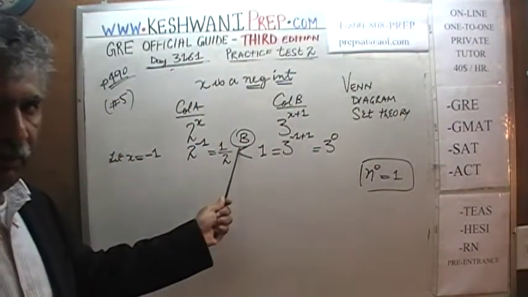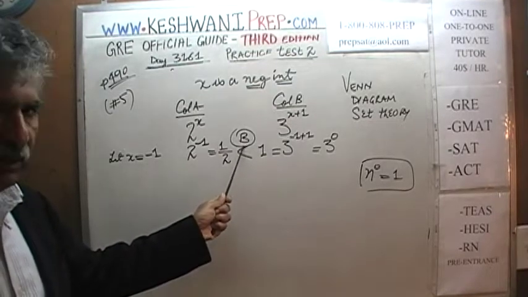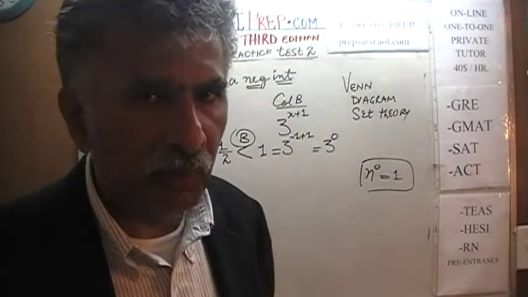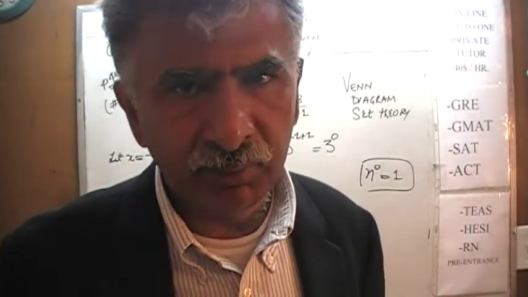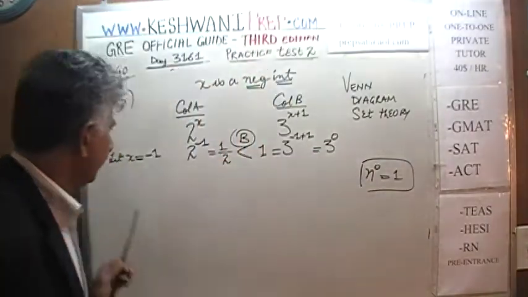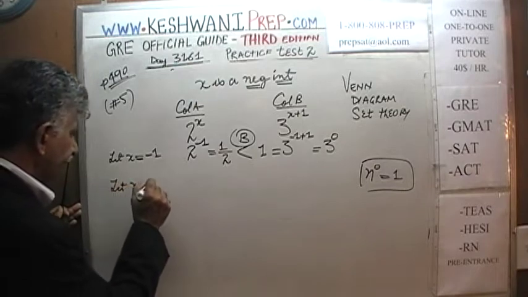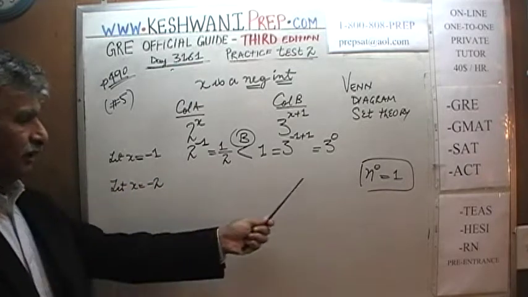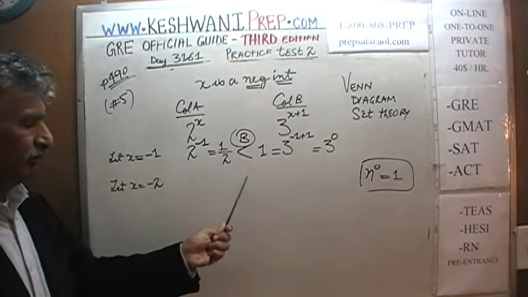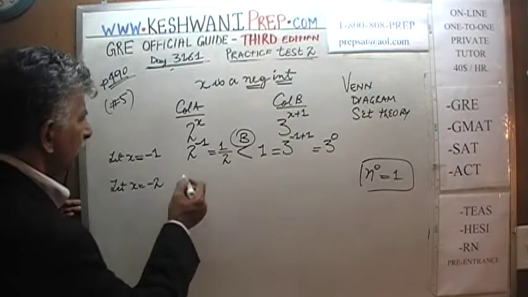Because if you just try one time and move on, what we're claiming here is that the quantity in column B is always greater. How can we be sure that it is always greater just by trying once? You've got to try it at least 2 or 3 times. You understand? Okay. Let's try x equal to negative 2. If it turns out that in the second try we get a conflicting answer, then we are done. If we don't get a conflicting answer, if we again get B, then I'll try one more time, just to be sure. Let's put in 2 here.